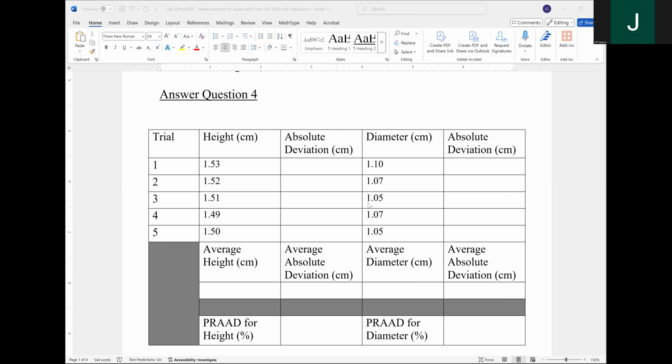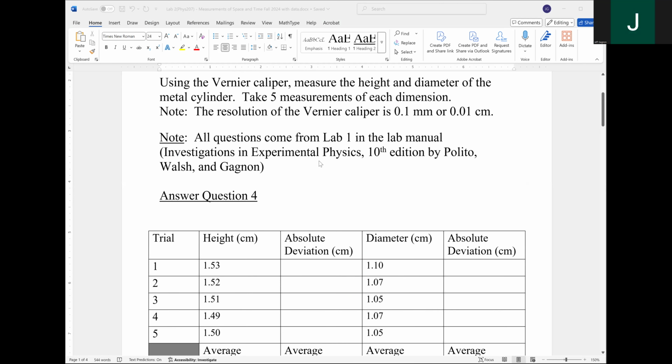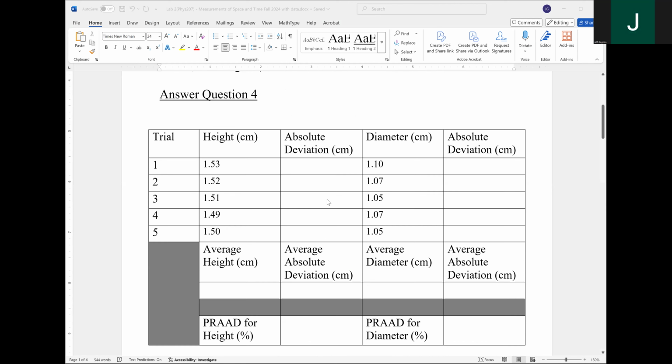Okay, so for your group lab report, the first question that you're responsible for is question 4. Remember, all these questions refer to the questions from the lab manual. In this case, it's lab 1 in the lab manual, which you can find on Brightspace. Basically, I can paraphrase it right now. This question is going to ask you to describe how you use the vernier caliper to measure the height and diameter of the cylinder. Like, how did you read the vernier caliper? So based on what we just talked about, you can describe in a few sentences how you read the vernier caliper.